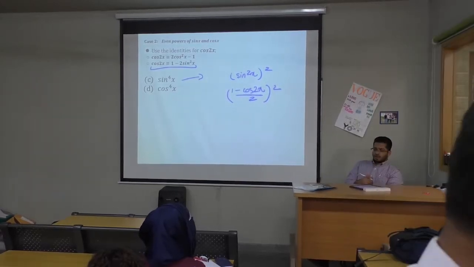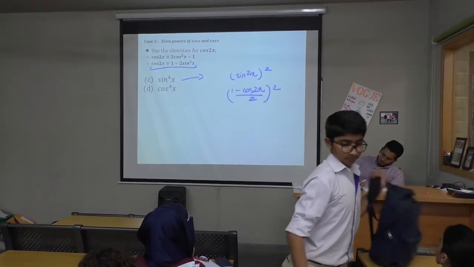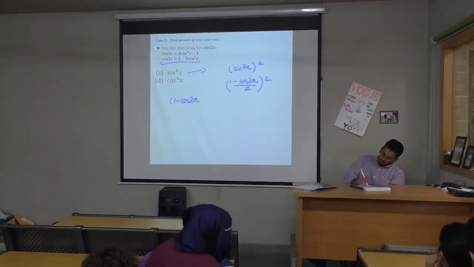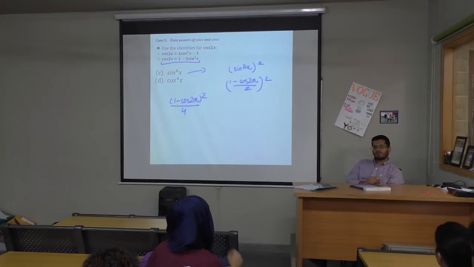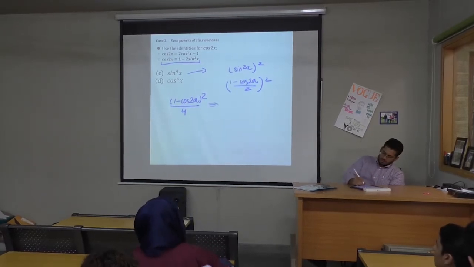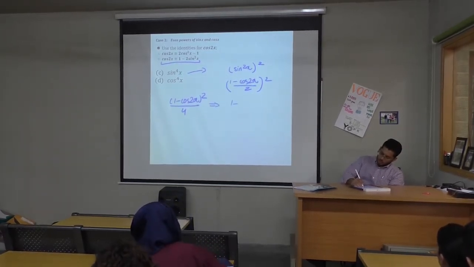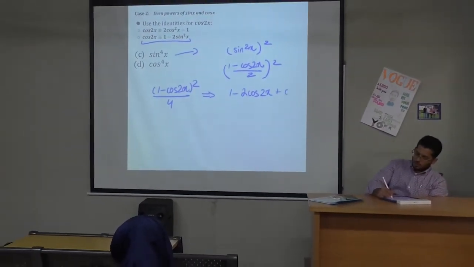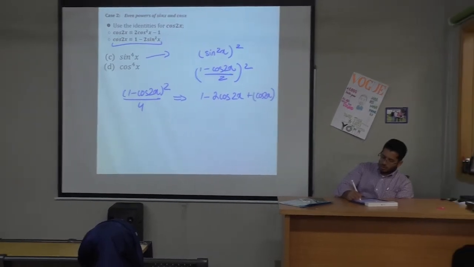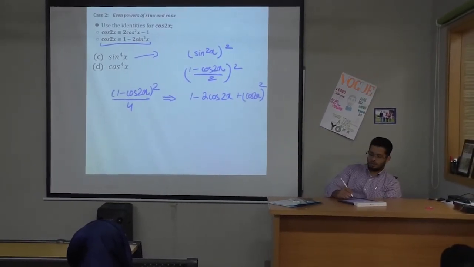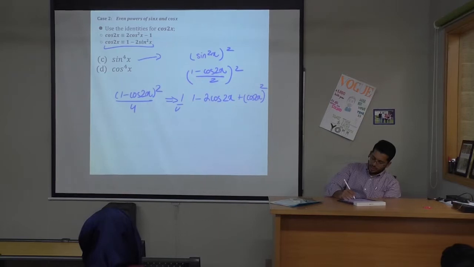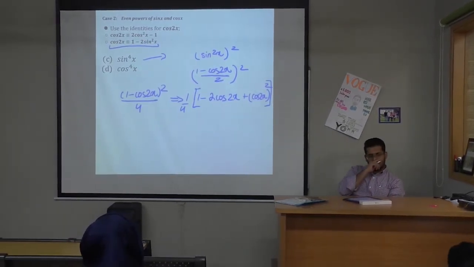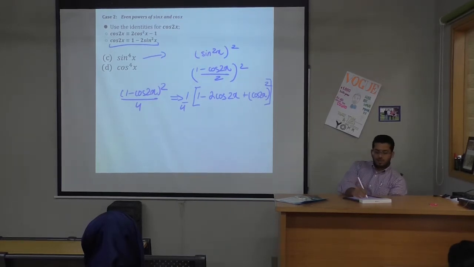I can do that, right? Okay. So the square goes on the numerator as well as the denominator. Let's expand this. You get 1 minus 2 cos 2x plus cos 2x the whole square, and take the 1 by 4 common.